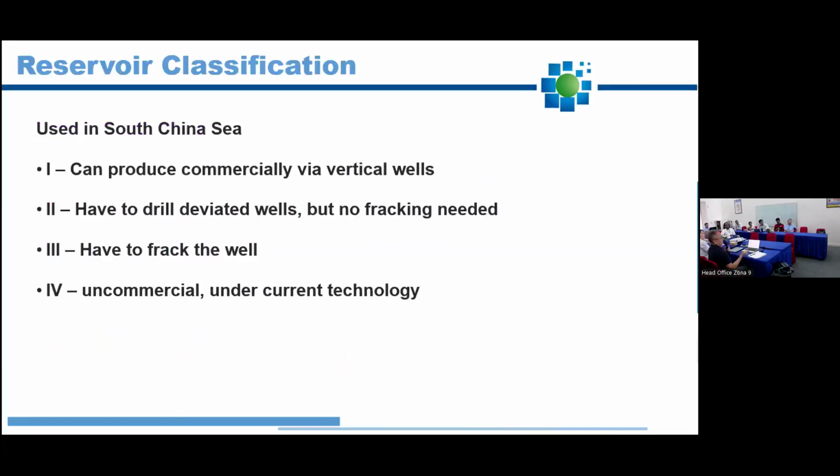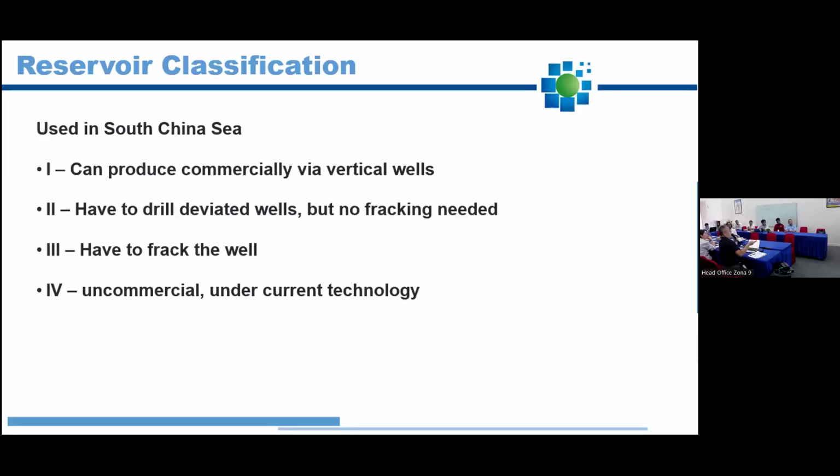I just added this slide this morning. When people try to categorize reservoirs, they say, I'm a type 1, type 2, type 3 reservoir. So what does type 1, type 2 reservoir mean? For every area, this is one example. We worked together with CNOOC in the South China Sea. They said, for my area, you give me the permeability, but what I really want to understand is the productivity or commerciality. So we worked together to create 4 types of reservoir.